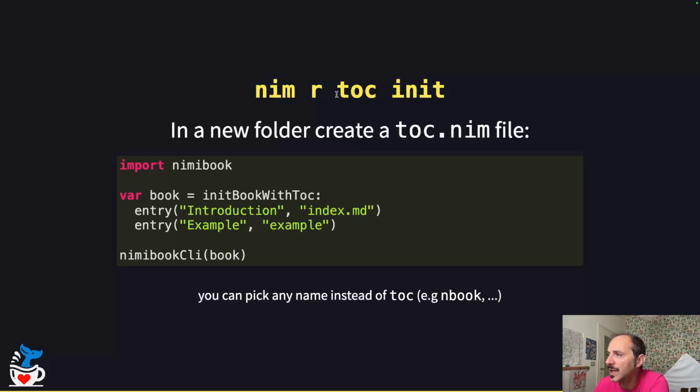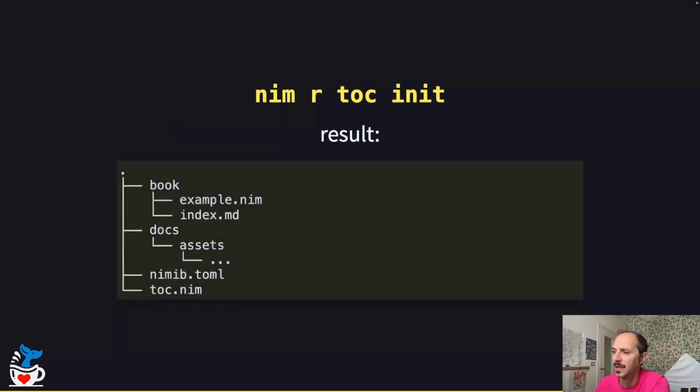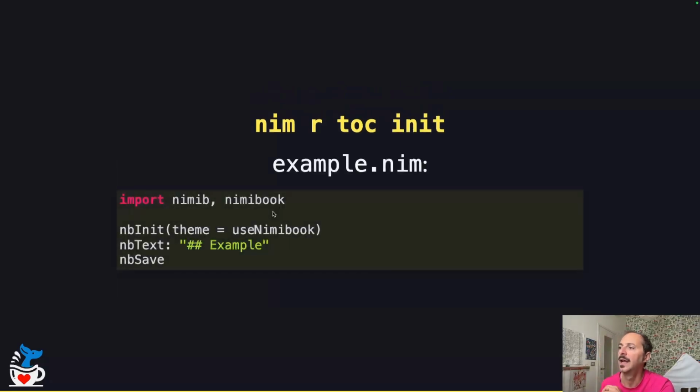And then what you do is you run talk init, or nim talk init if you want to compile and run it at the same time. Once you run talk init, you have that in your folder: alongside your talk.nim, a configuration file for Nimib and NimibBook, a prepared docs folder with some assets that will be used for your published site, and a book source folder in which we already created the index.md and the example.nim. So this is what will be created when you run talk init. And your example.nim will have some boilerplate code.